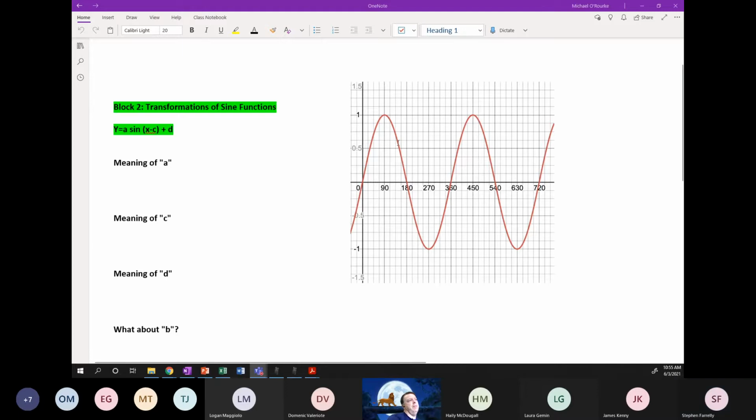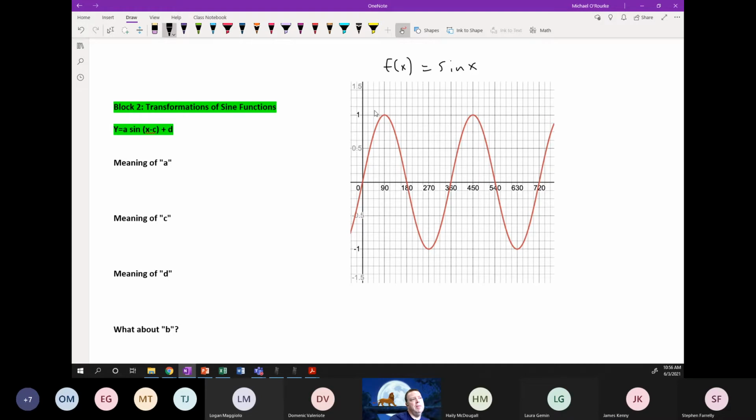So this is the parent formula. Okay, your parent function. So what that means is this here is what y equals sine x is, or more specifically, if you want to do this, f of x. Okay. A couple things you should know is that the parent formula takes 360 degrees. The period is 360. Okay.